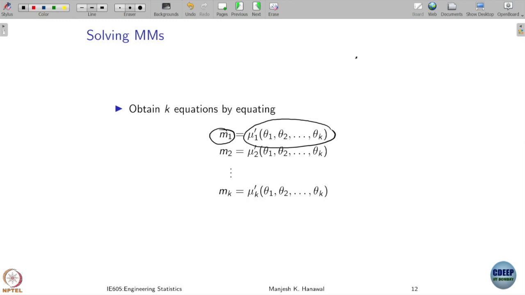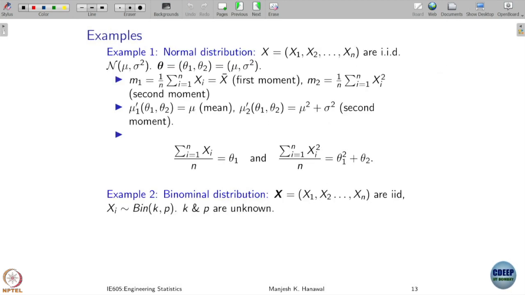My theta here consists of k components, and I need at least k equations to solve for these k parameters. That's why I am deriving these k equations by finding these k moments. The exact values are given by this, and the actual values from the samples are given by the left quantities. Okay, now let's look into an example.